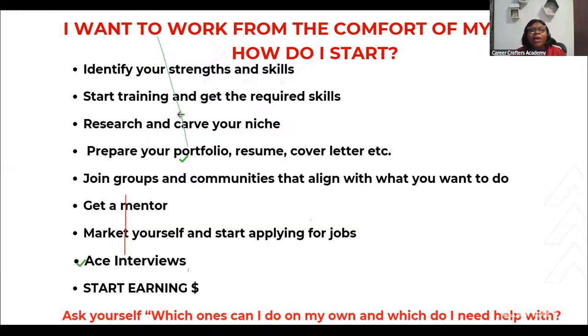Now, the first thing you need to do is to identify your skills and your strengths. So identify, what can I do? What do I enjoy doing? What is my superpower? What is that thing that when I do, people applaud me? What is that thing that when I do, people give me a thumbs up? What is that thing that when I do, I enjoy doing it? Or what is that thing I want to learn how to do?